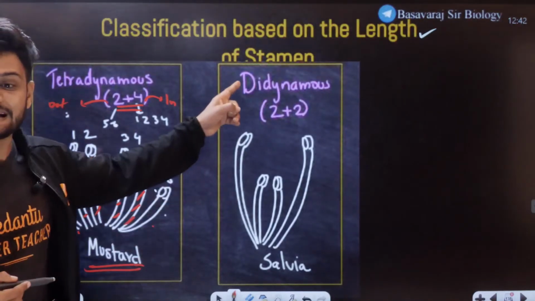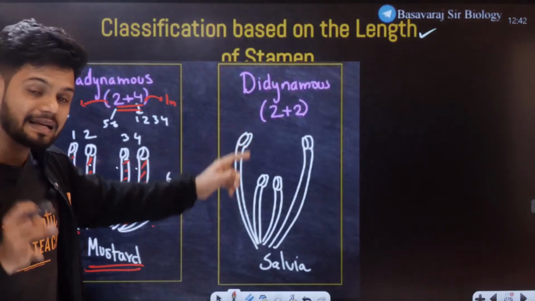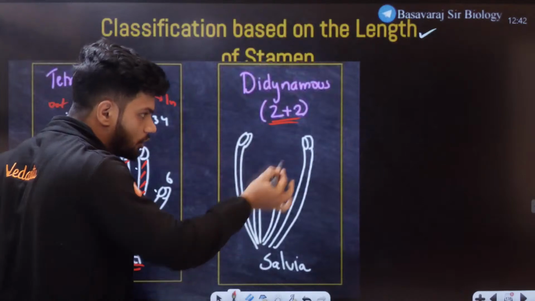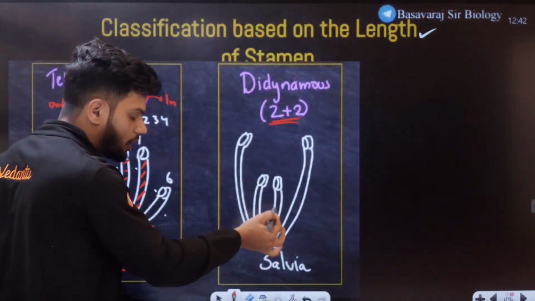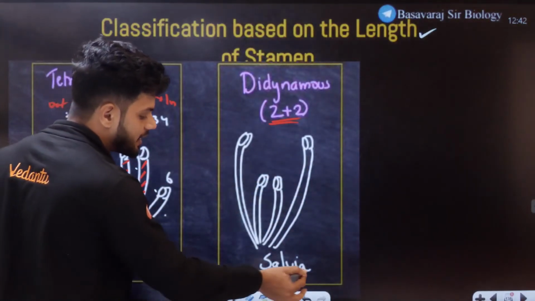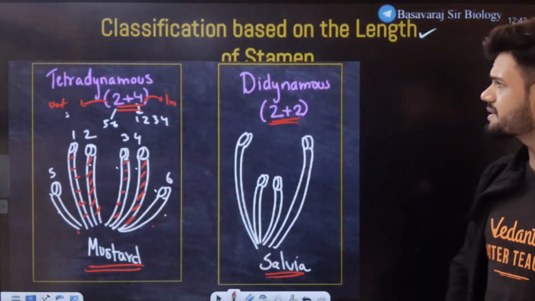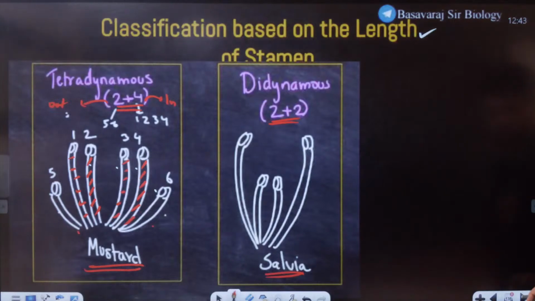Now, what was didynamous condition? In the case of didynamous condition, it is 2 plus 2 condition. 2 tall are on the outside, 2 small are on the inside. Example is salvia. Okay. That is classification based on length of stamen.